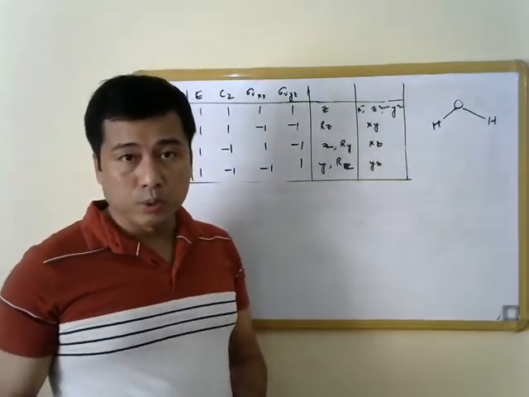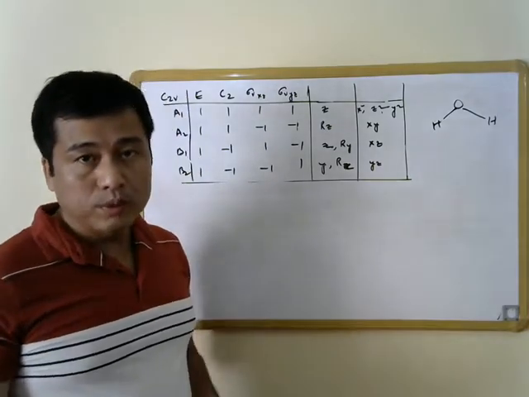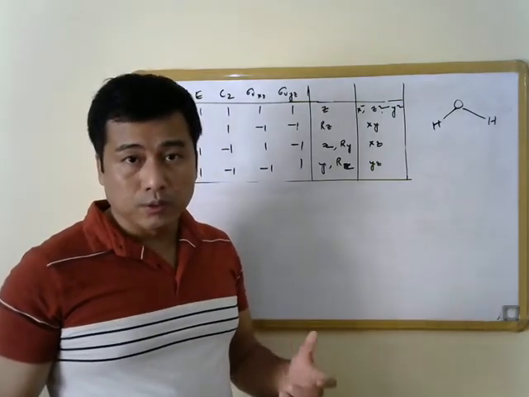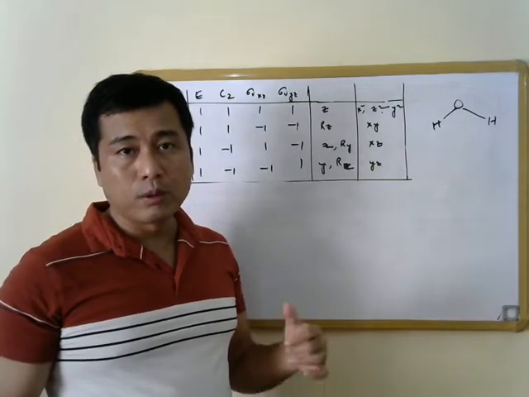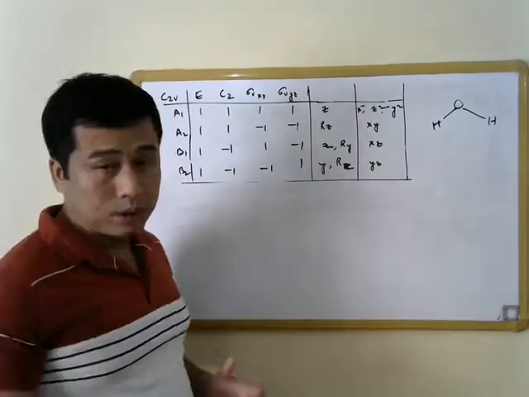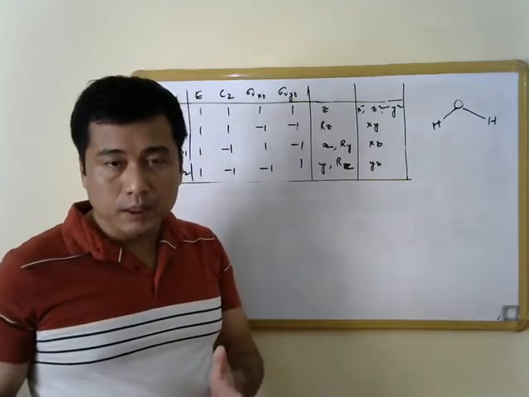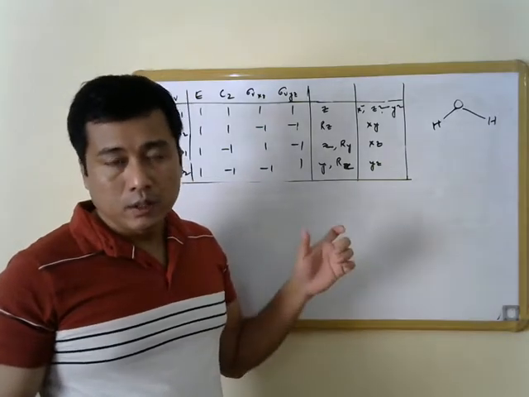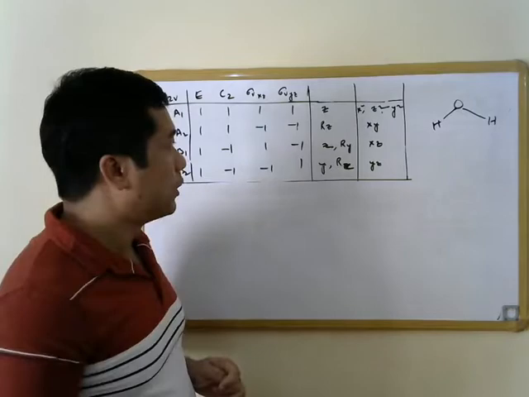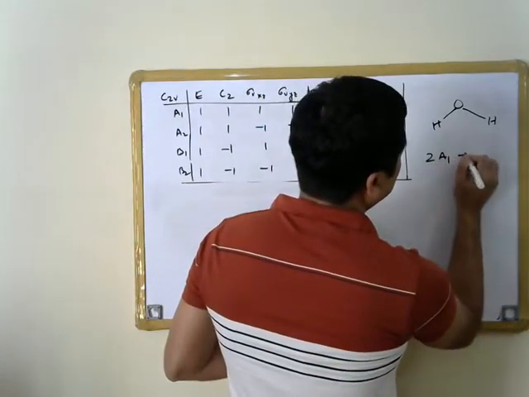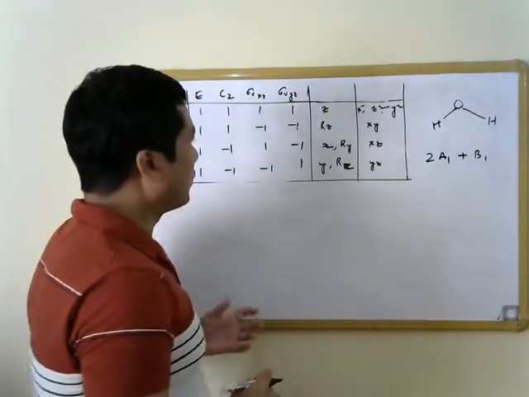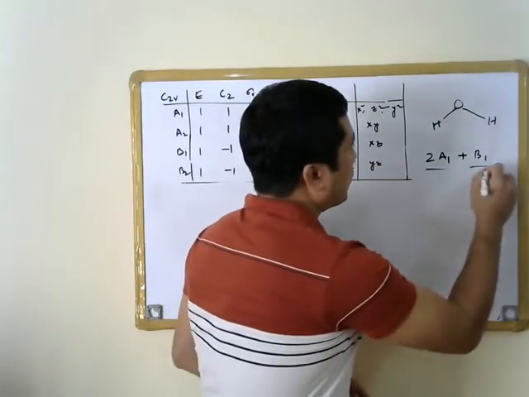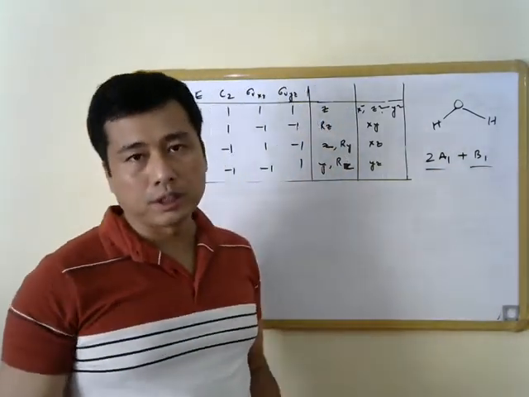There are three vibrational modes in the water molecule, and we have seen that two of the vibrational modes transform as A1 irreducible representation, while one of the vibrational modes transforms as B1 irreducible representation. Or we can also say that the symmetry of two of these vibrational modes is A1, while the symmetry of one of the vibrational modes is B1. So then we know the symmetry of the vibrational modes, and now we can work out which of these vibrational modes is IR active and which one is Raman active.